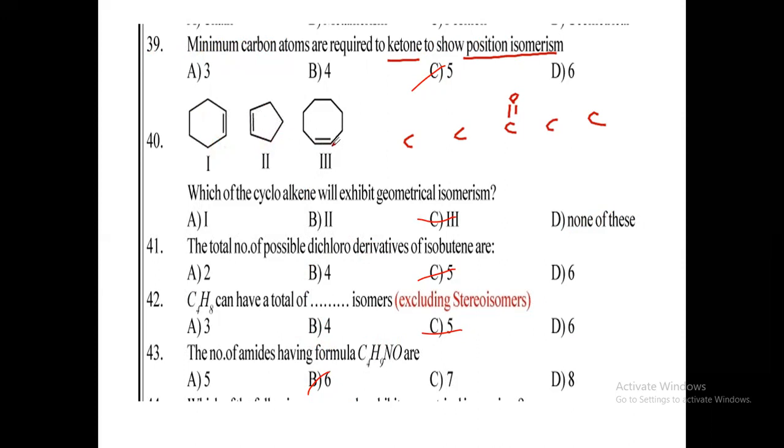It is 1, 2, 3, 4, 5, 6, 7, 8. 8-membered ring here. So carbon atoms more than 7 here. Here carbon atoms less than 7 in the ring. Here carbon atoms less than 7. Okay. So if the number of carbon atoms is equal to or greater than 7, that molecule will show geometrical isomerism.